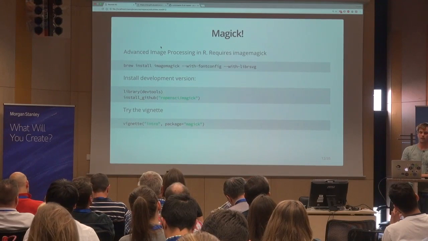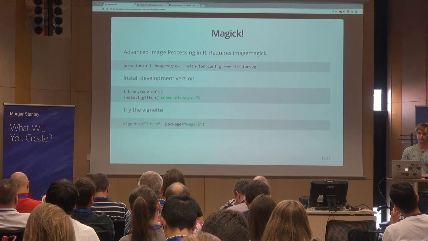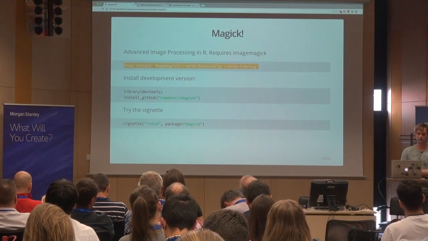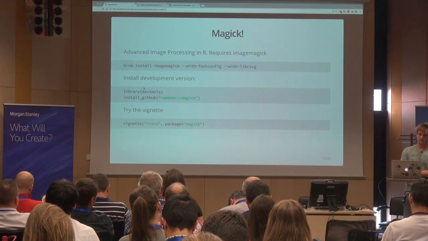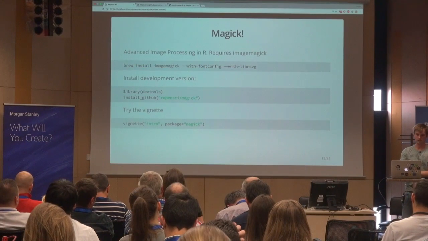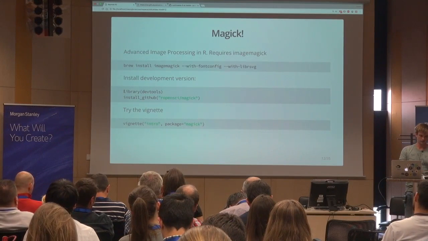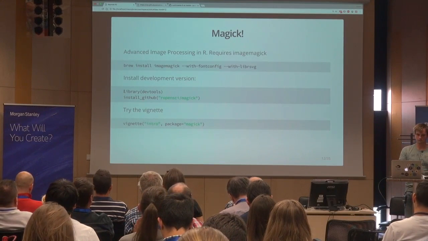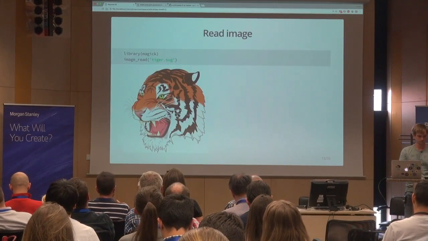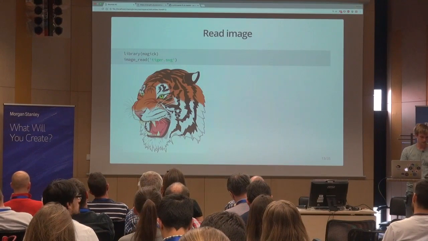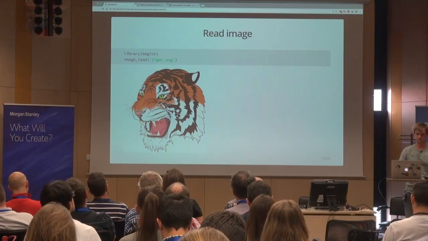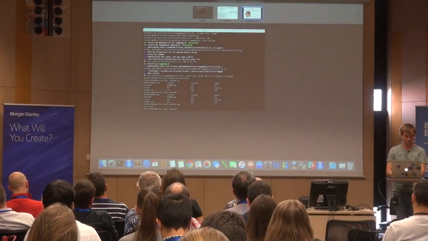So it's called Magick, based on ImageMagick. You need the development version if you want to install it, because things are going really fast. Install it from GitHub, R/Magick. There's a big vignette which should be published soon. So let me just demo it. It's more fun.